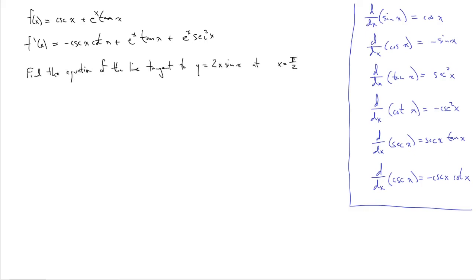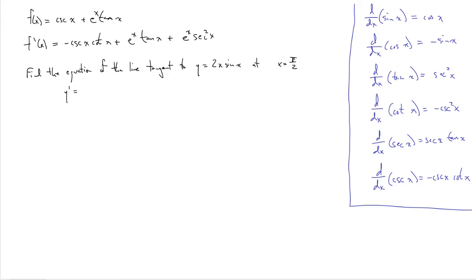Okay, you try this one. See if you can find the equation of the line tangent to y equals 2x times the sine of x at the point where x equals pi over 2. So pause the video, take a few moments, see if you can figure out the equation of the tangent line. When you're ready, start it back up again.